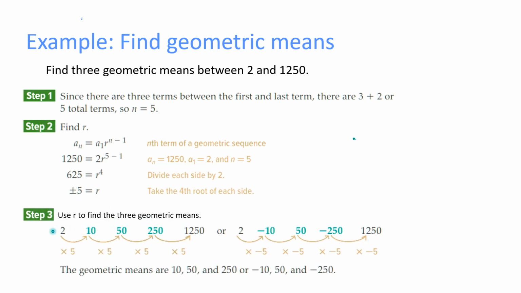So when we use the positive value of r and multiply each term by 5, we get the three geometric means as 10, 50, and 250. And when we use the negative value of r, which is minus 5, we get negative 10, 50, and negative 250 as the three geometric means.